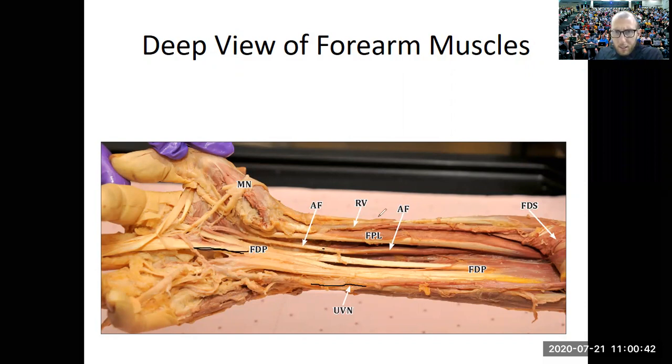We've got the flexor pollicis longus, one muscle for your thumb, flexor digitorum profundus, flexor digitorum superficialis. So a lot of muscles have been peeled off of there already. This is the median nerve. It's actually been pulled back, but you can see it innervating the hand and the wrist.